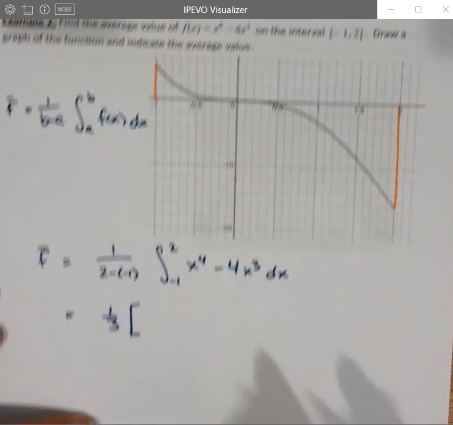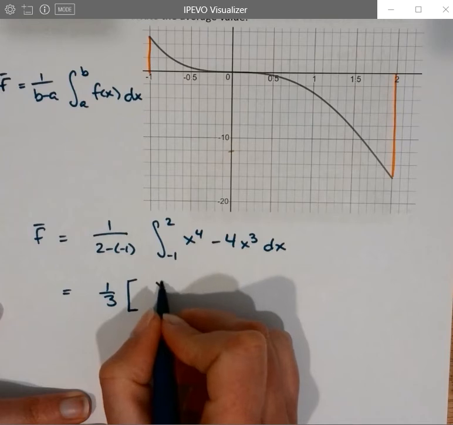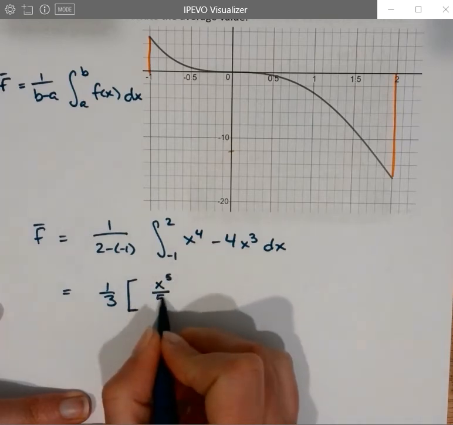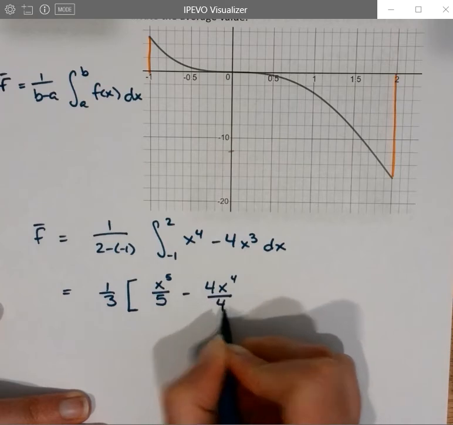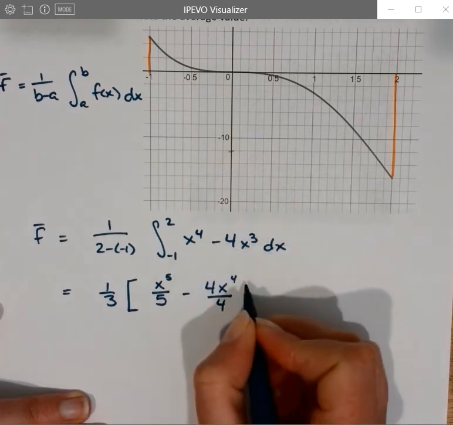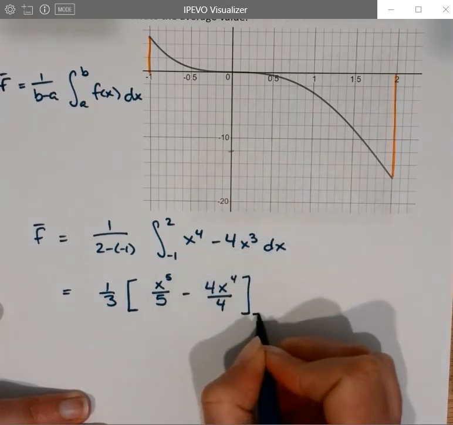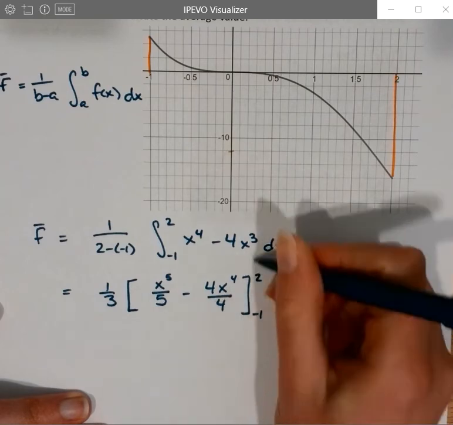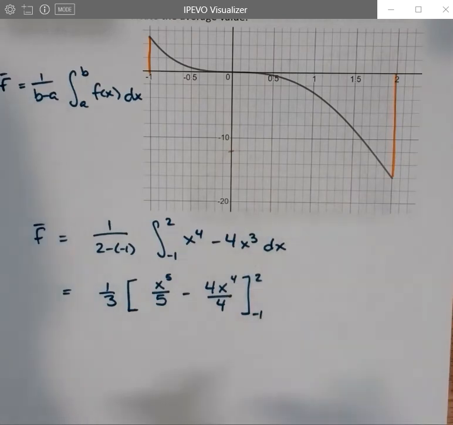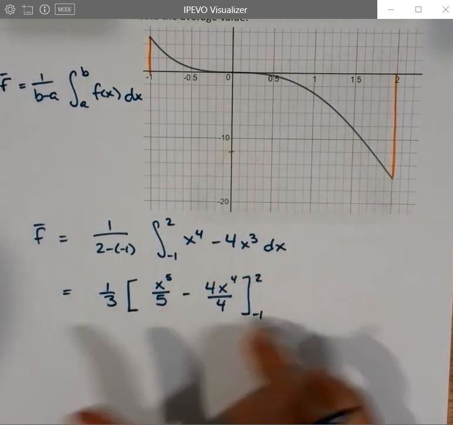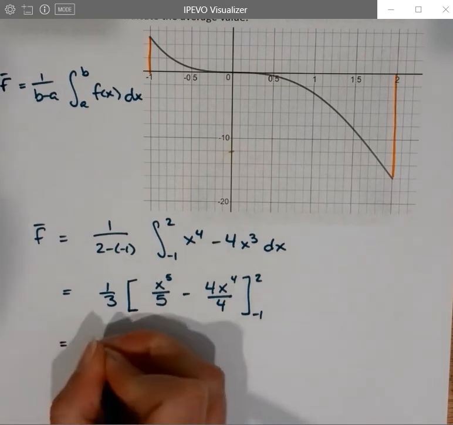So I'm going to have an antiderivative here of x to the 5th over 5 minus 4x to the 4th over 4. We're adding 1 to the power and dividing by the new power. And then bounded between -1 and 2. It's not necessary to write the extra bar if I already have a bracket, so I used brackets instead of parentheses. So I can just assume that that is going to have the bar built into it. Now we're going to plug in top bound minus bottom bound and get that average value.